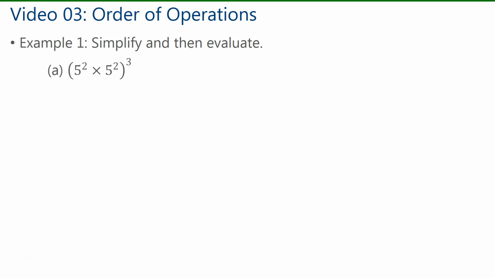So I'm going to do this in two ways. First way is simplifying the brackets first. Now inside the brackets I have the product of two powers. And the rule there says I add the exponents. 2 plus 2 is 4. Now I'll apply the power rule and multiply 4 and 3 together to give me 5 to the 12.